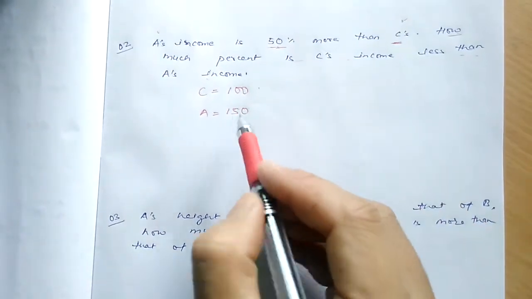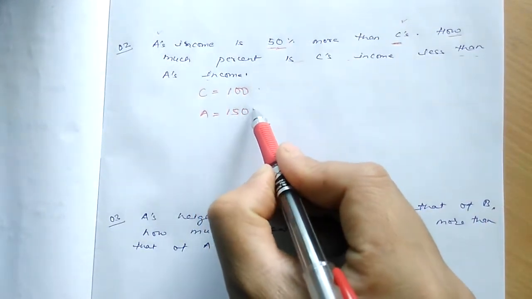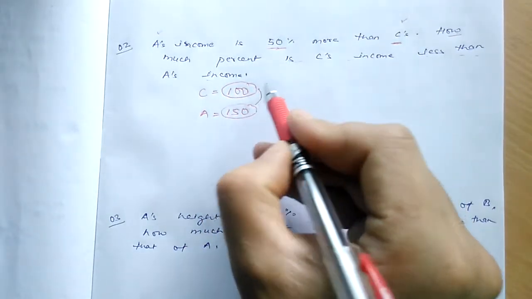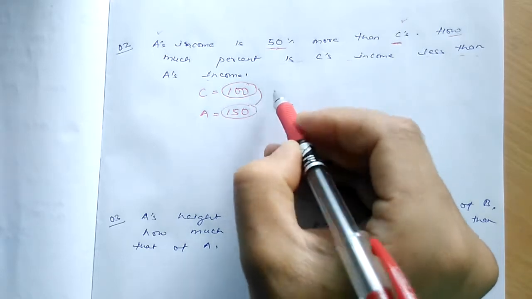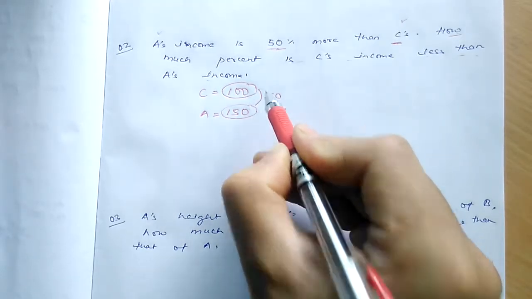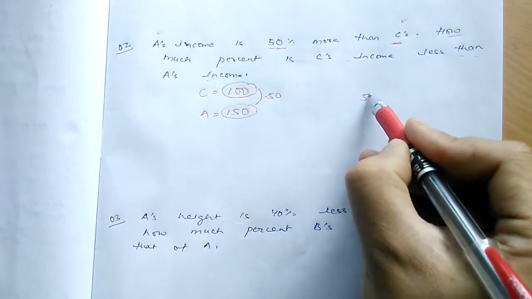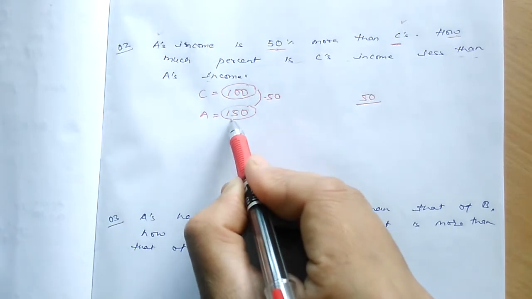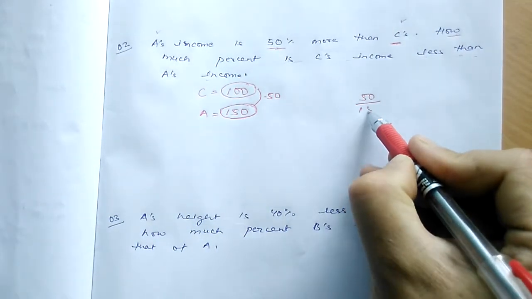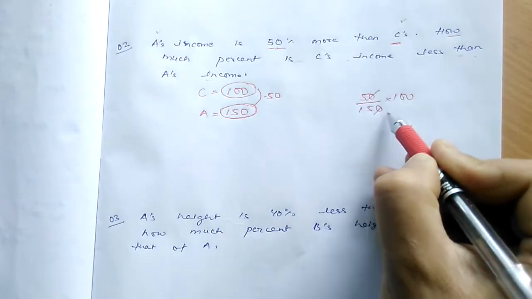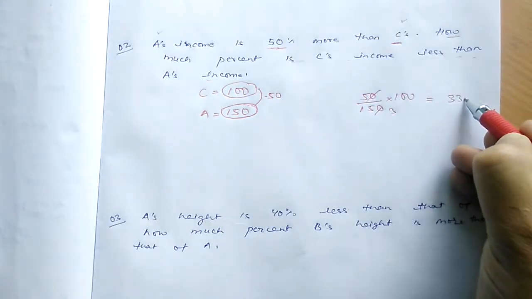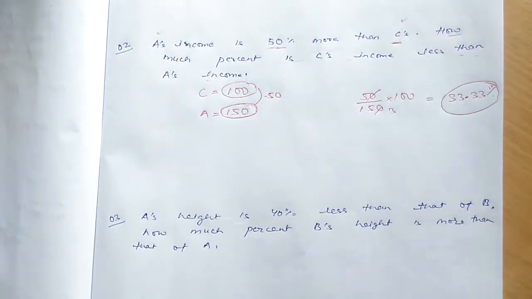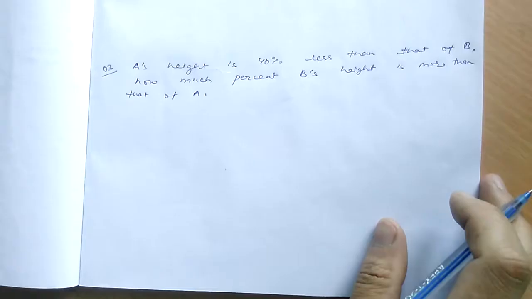You can see here the income of A is 150, the income of C is 100, so the income of C is 50 less than the income of A. So 50 less on what? 50 less than A's income, that is 50 by 150 into 100. So our answer is 33.33%.